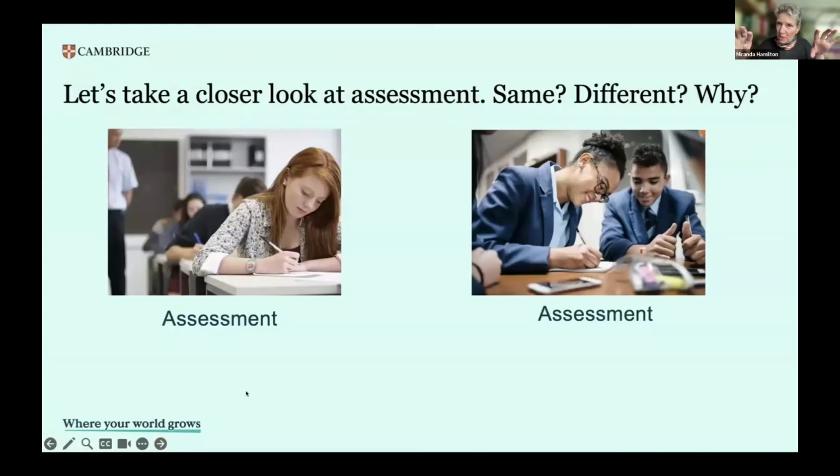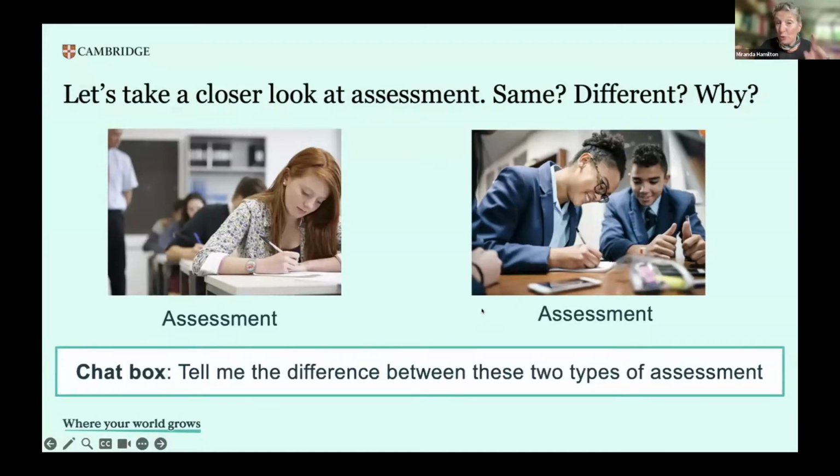Here we have two images of assessment, and I want you to think about whether these 2 images are the same or different and why. Can you use your chat boxes and tell me what you think is the difference between these 2 types of assessment? On the one side, what do we see? On the left-hand side with the girl on her own. And on the right-hand side, we see a pair. Types of assessment, but they are different. So what are your thoughts? Type your ideas into the chat box.